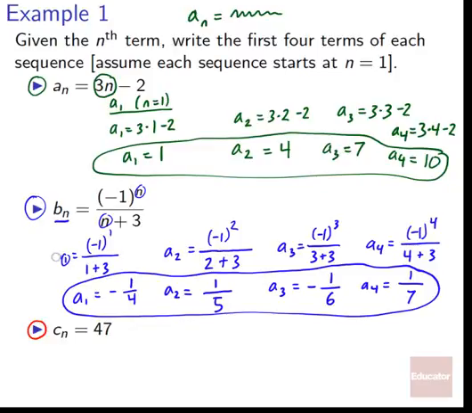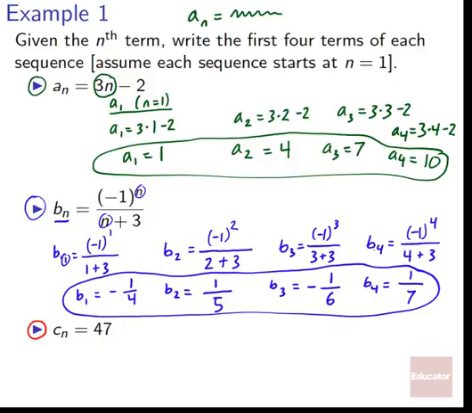So it should have been B1, B2, B3, B4, not A1, A2, or any of these, because it has a different name than the sequence at the top. That's why we're using a different letter, because it is a different sequence for this problem. It's easy to forget that we're changing symbols sometimes, so pay attention to the symbol of the sequence that you're working with.